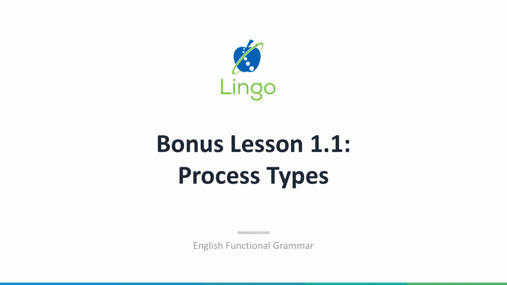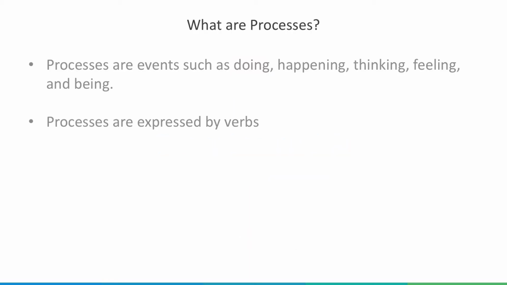And in this lesson, I'm going to be talking about process types. So what are processes? Processes are events such as doing, happening, thinking, feeling, and being. They're expressed by verbs, and process is a function of the verb.